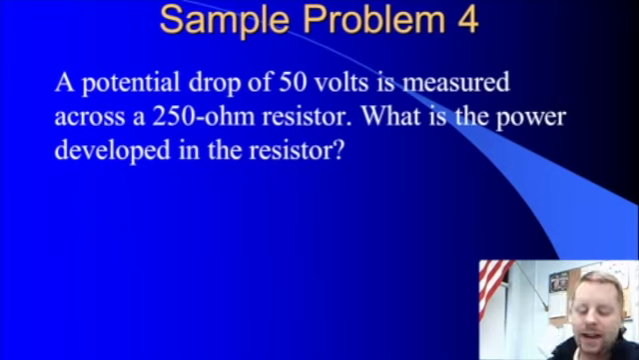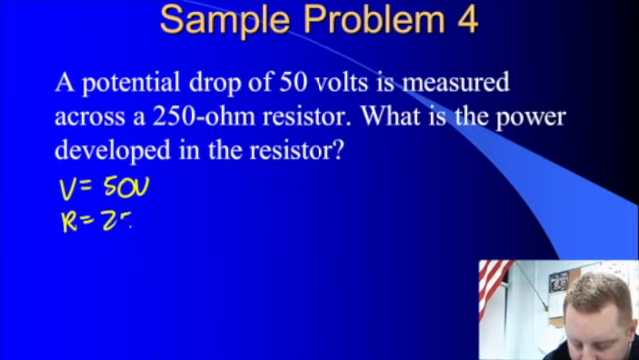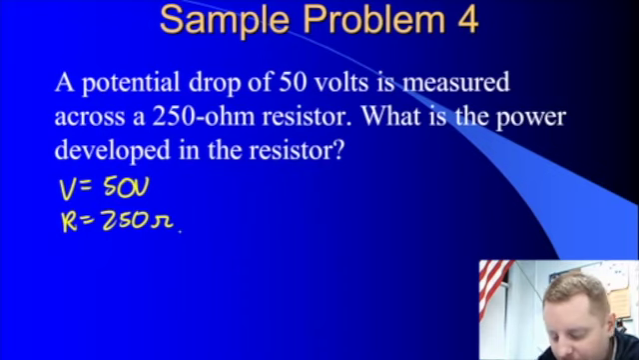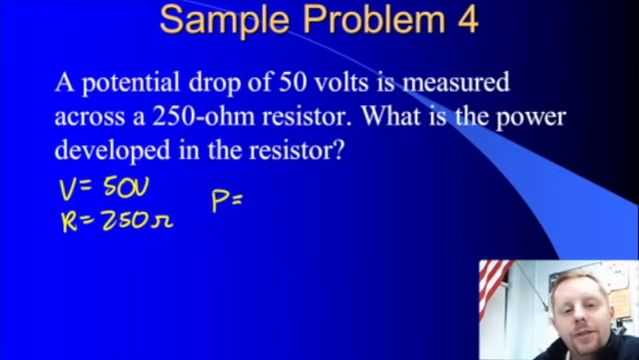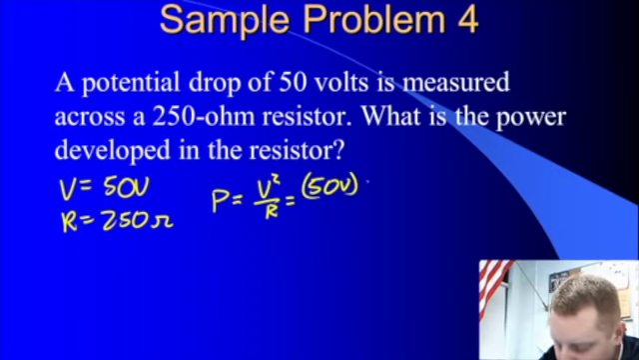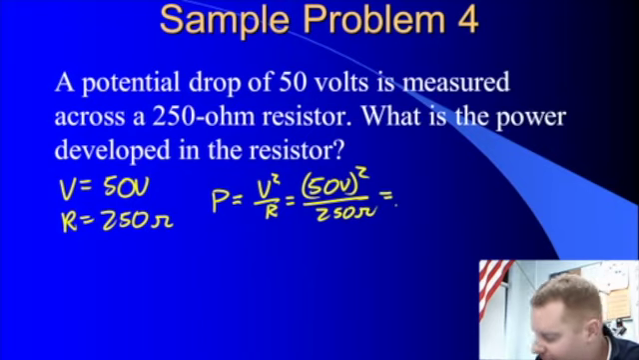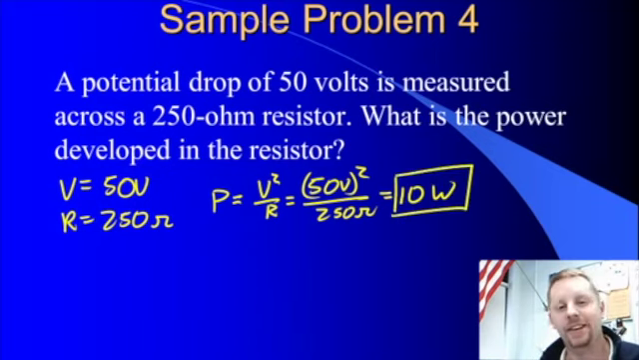All right, moving on. We have a potential drop of 50 volts measured across a 250 ohm resistor. What is the power developed in the resistor? Well, power again, we have a number of different equations you can use for it. One of them is potential difference squared divided by resistance, or 50 volts squared divided by 250 ohms, which should give us a power of about 10 watts. Another manipulation of our basic equations.